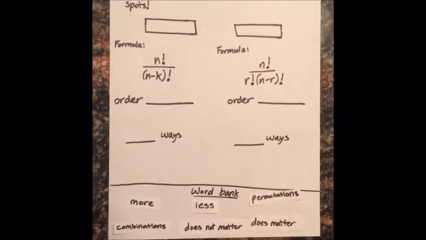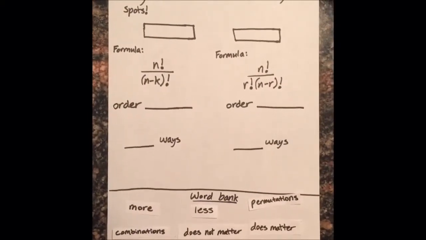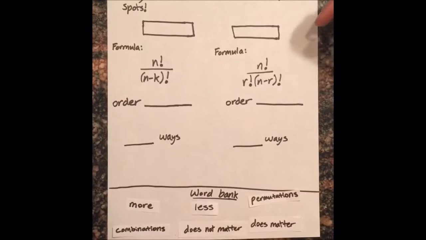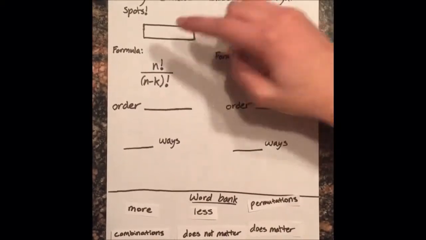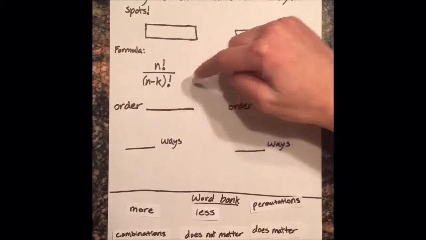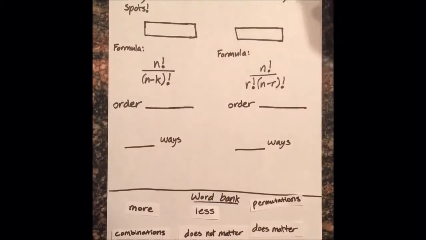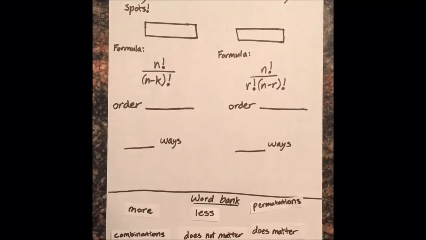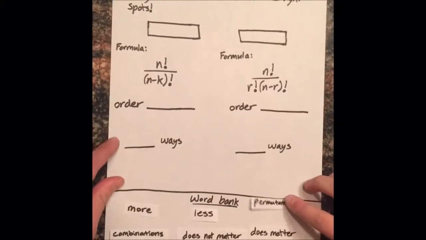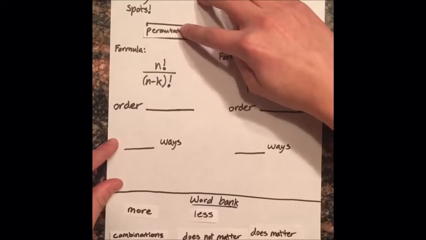All right. This is our representation of a technology enhanced problem. As you can see, there are boxes that we have to put the right answer in from our word bank. So let's look at the first box, which goes with this formula. n factorial divided by n minus k factorial. What formula is that? That's the permutation. So drag the permutation answer into this box.